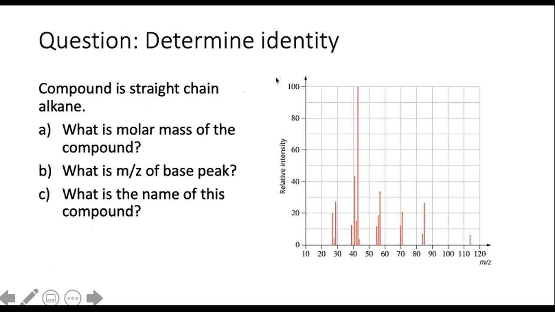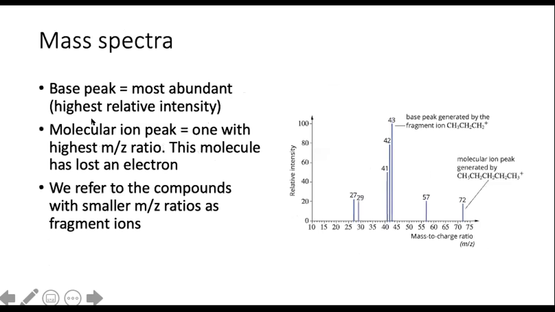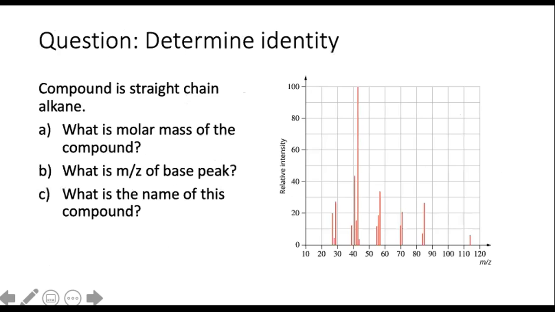Now we're going to get into a few practice questions. How can we determine the identity of this straight chain alkane? What I want you to think about is what information you can get from this. If you just go back to here, these are the 2 main important pieces of information that we can get from the mass spectrum. So I want you to think about the question in terms of what information I can get from the mass spectrum.